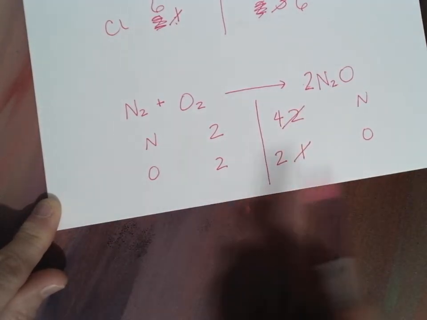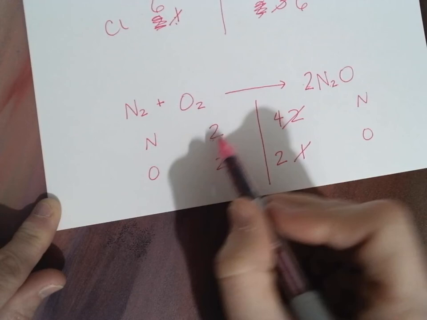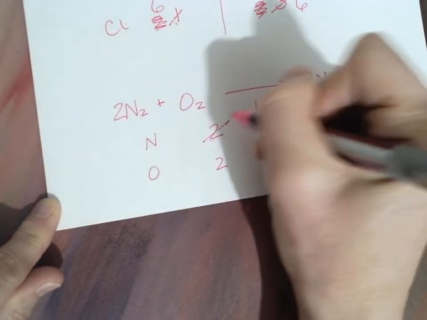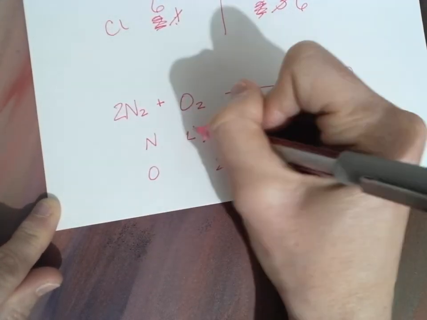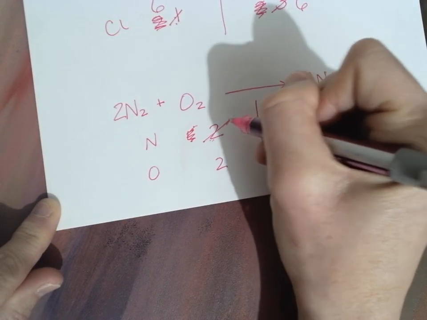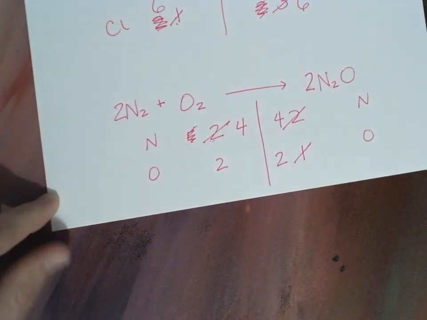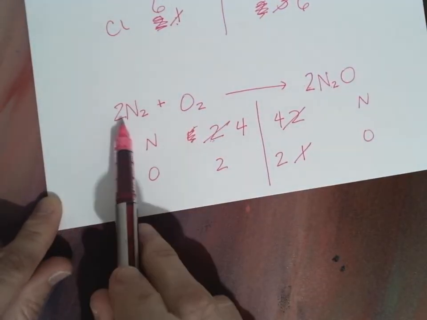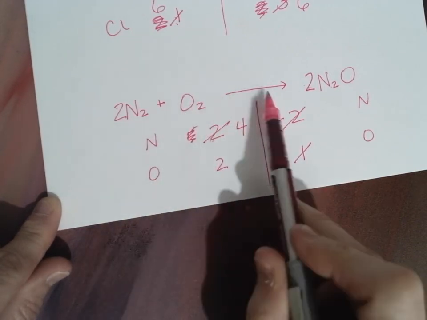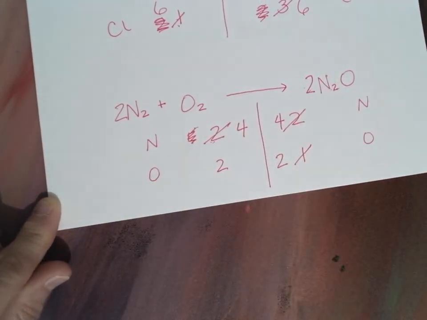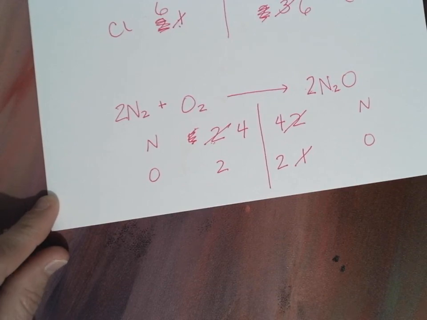Okay, so we have O's equal. How do I make this equal 4? Like that. Okay, so now I have 4. So 2N2 plus O2 yields 2N2O. And you're balanced. So that one was an easier one.